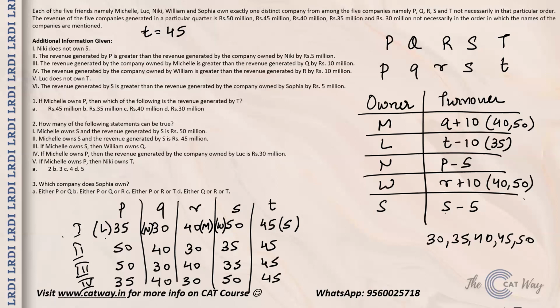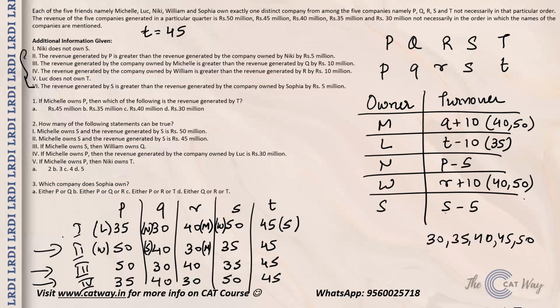And similarly, for all the different cases, you can read these conditions and accordingly provide them with the companies that they own, right? So in the second case, William will be handling P. Q will be handled by Sophia. R will be handled by Michelle.